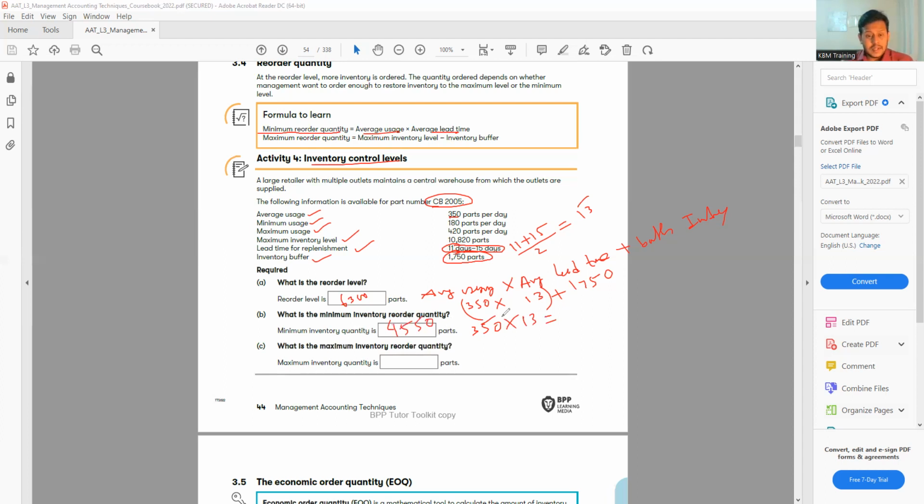4550. Then we have what is the maximum inventory quantity? Maximum inventory quantity, this one, maximum reorder inventory quantity. That is the maximum inventory level minus buffer inventory. So maximum inventory level, we have 10,280, minus the buffer, which is 1750. And that will give us the maximum inventory quantity. And that is how much? 9070.